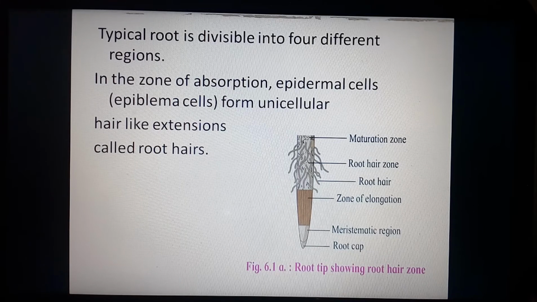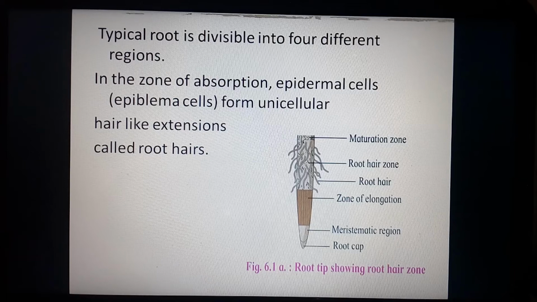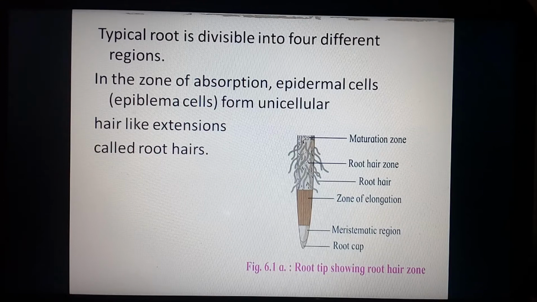Behind the meristematic region, in the zone of elongation, the size and the length of a cell go on increasing. After that, there is the region of absorption. In the region of absorption, one can observe the epidermal cells, called the epiblema cells of the root, lead to the formation of a hair-like extension called a root hair. And mind it, root hair is the only structure present on the plant root that is helpful for absorption of water and minerals from the soil.